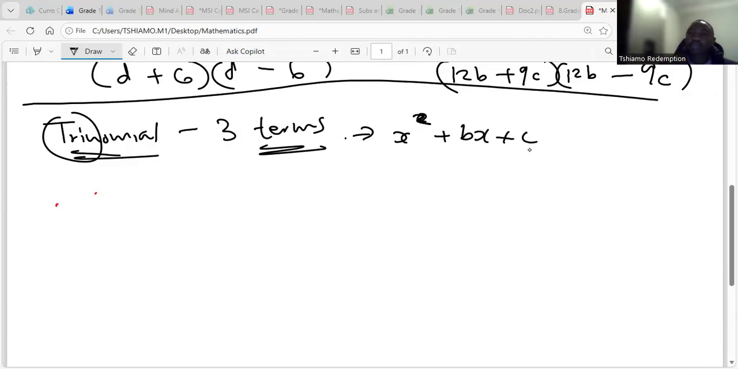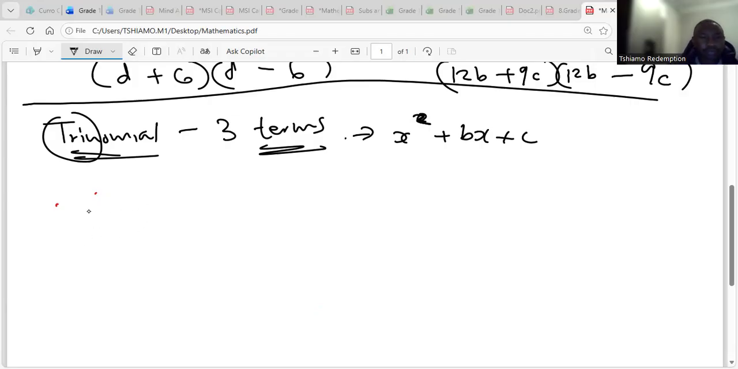So 3 terms. The first one is x squared, and the second one is bx, then plus c, which is the constant. So this is what we call a standard form. From grade 10, that's where you get to use it in more detail. But this is how a trinomial would look like. So let's do the first question. Then I'll show you how to do it.